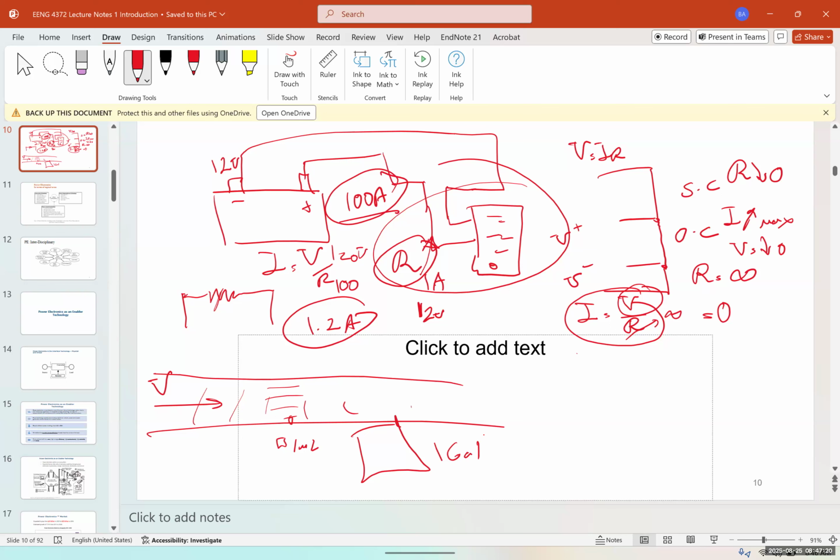If you have a smaller resistor, it means you have a bigger bucket. You have smaller resistance, you can take more current. If you have a larger resistance, you have a smaller bucket. Okay.